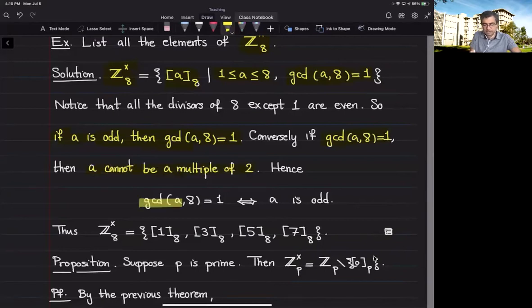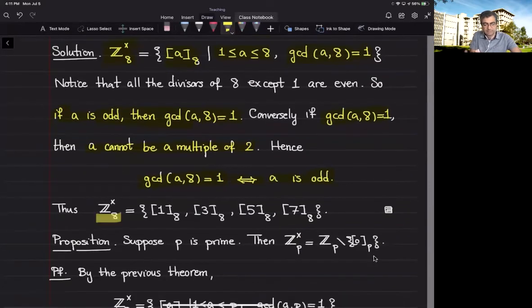Altogether, we get that GCD of a and 8 is 1 if and only if a is odd, and therefore the set of units of integers modulo 8 consists of residue classes represented by odd numbers from 1 to 8. That means the residue class of 1, residue class of 3, residue class of 5, and residue class of 7. In particular, there are 4 of them.